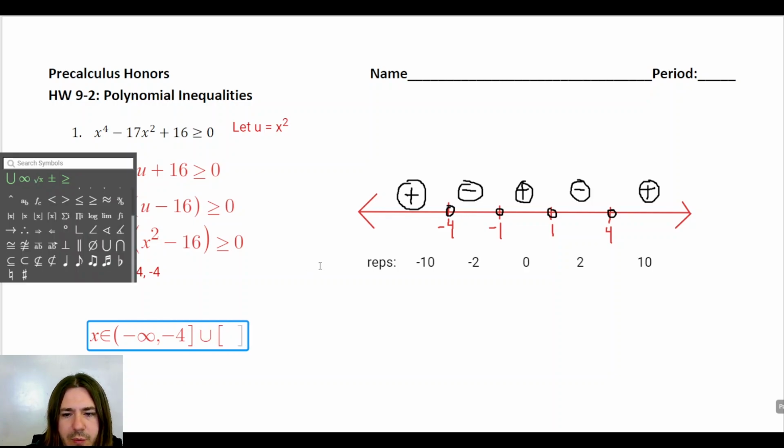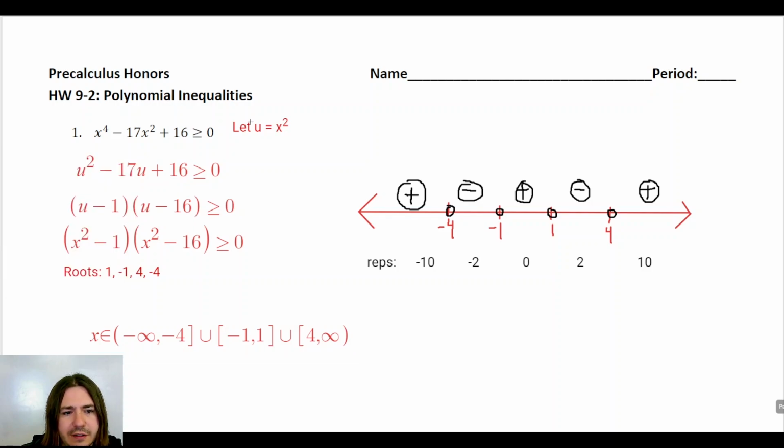And then the next one will be between negative 1 and 1, including negative 1 and 1, because those are both 0 at those points. And then the last set here is going to be from 4 to infinity. And so any number that exists in any one of these three sets is going to satisfy the inequality.